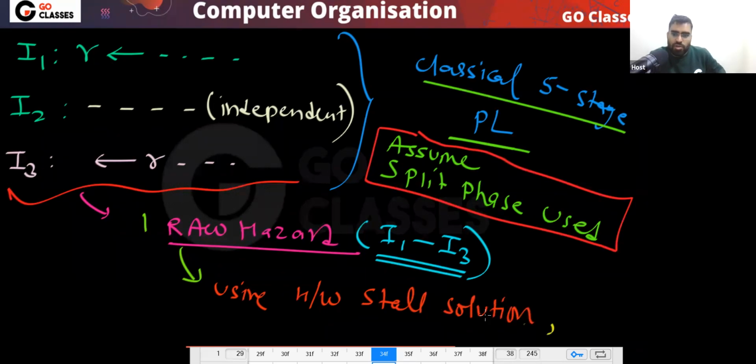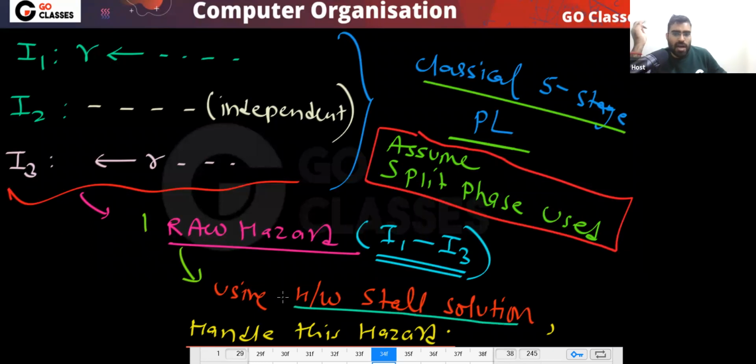Handle the hazard for correct execution, so that you can get the correct execution. Now let me tell you, this is a very intuitive concept. This hardware stall solution is a very intuitive concept. So what is this hardware stall solution?